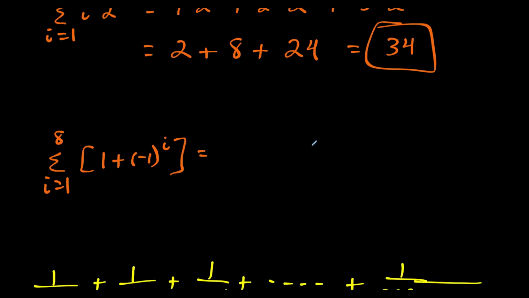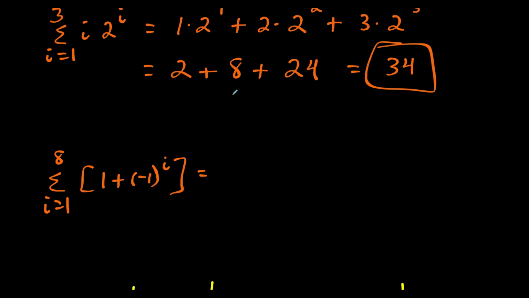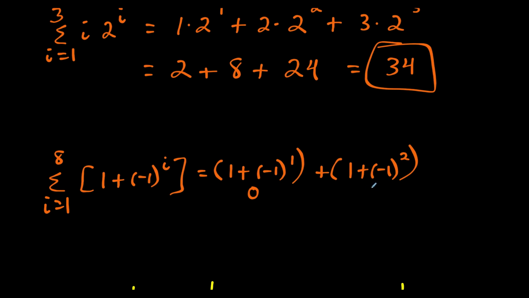Now something like this one here is a little bit tricky to deal with, but what I'm going to do is look for a pattern. So I would see when we plug in i equals 1, I'd have 1 plus negative 1 to the i equals 1, like this. But I notice this is going to give me 1 plus negative 1, which is going to work out to 0. But then the next thing I would have 1 plus negative 1 to the i equals 2, which would give me 1 plus 1, which is equal to 2. So notice I get 0 plus 2, and then after this one you might notice the pattern.